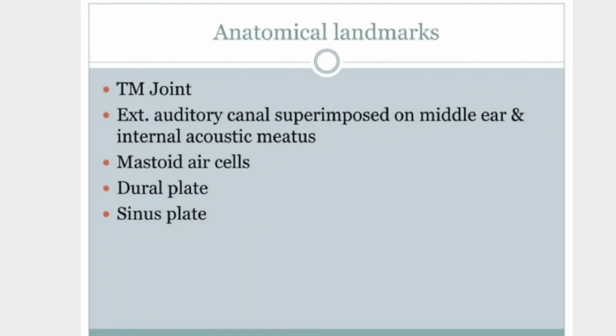These are the anatomical landmarks which you should know when lateral X-ray of the skull is taken.